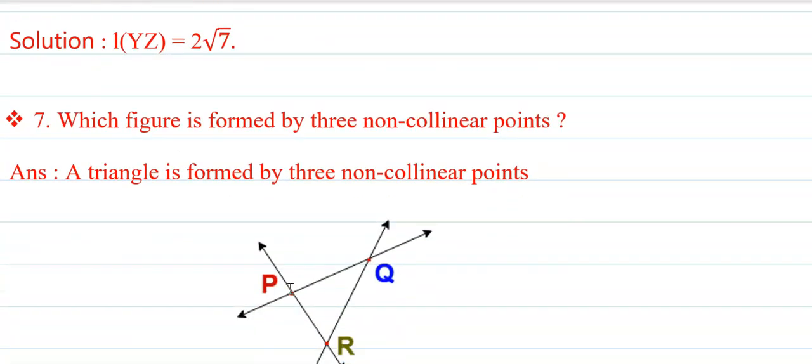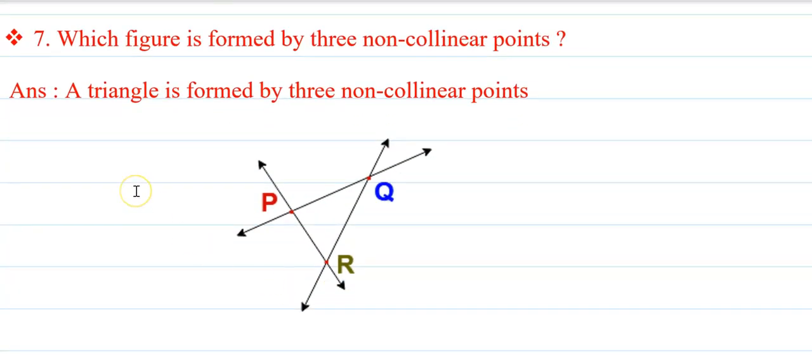Now next, the last question is, which figure is formed by 3 non-collinear points? A triangle is formed by the 3 non-collinear points, and this is the figure like this. That is PQR. These are the 3 non-collinear points, and we get the triangle.